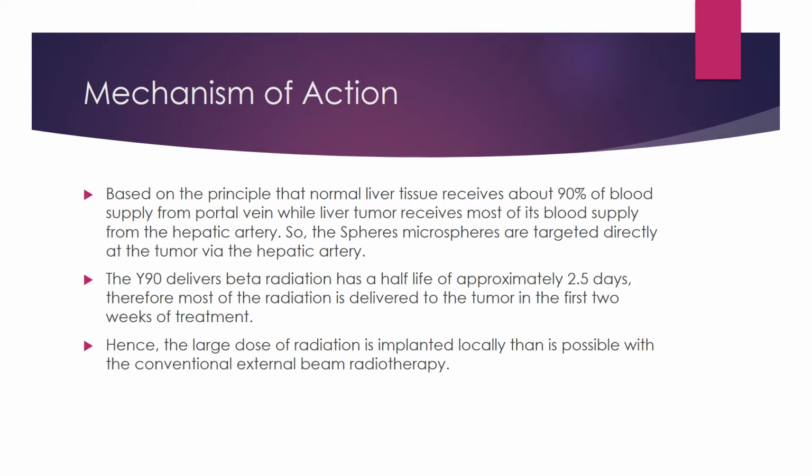The Y90 delivers beta radiation, which has a half-life of approximately 2.5 days. Therefore, most of the radiation is delivered to the tumor in the first 2 weeks of treatment. Hence, a larger dose of radiation is implanted locally than is possible with conventional external beam radiotherapy.